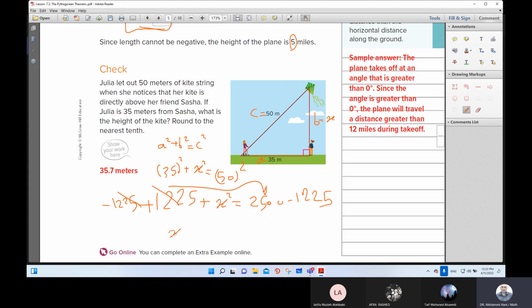It means here x squared equals 2,500 minus 1,225. The answer will be 1,275. So to find the value of x, take the square root of this value, 1,275. The answer will be 35.7, and this is the positive value. We can remove the negative value because here we have the measure of a side. For any side, always take the positive value. We don't have a negative measure of a side, just positive.